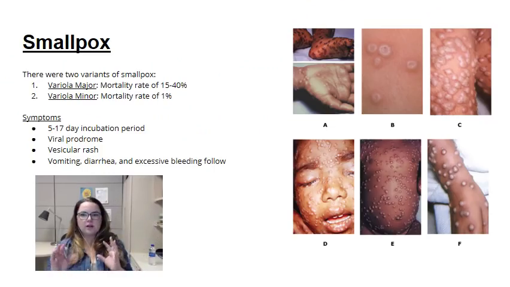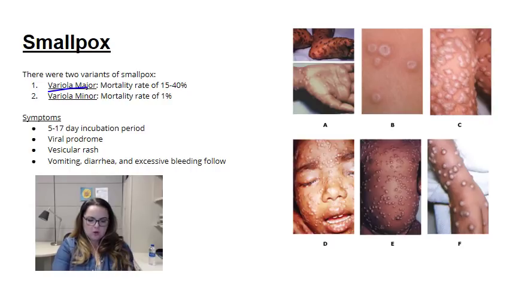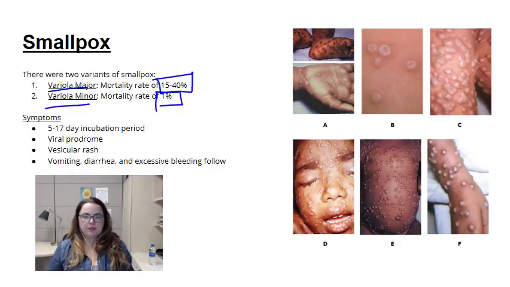All right, let's talk a little bit more about smallpox. There were two major variants of smallpox. Variola major, which had a really high mortality rate, 15 to 40%, and then variola minor, which had a mortality rate of only 1%, but was still a fairly significant disease.